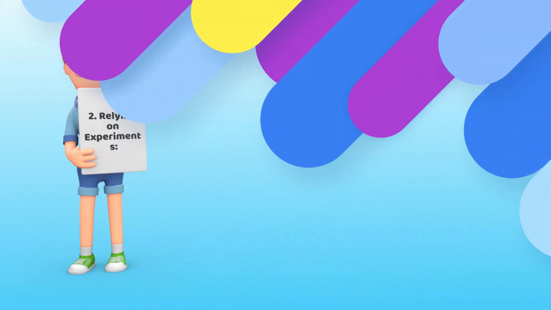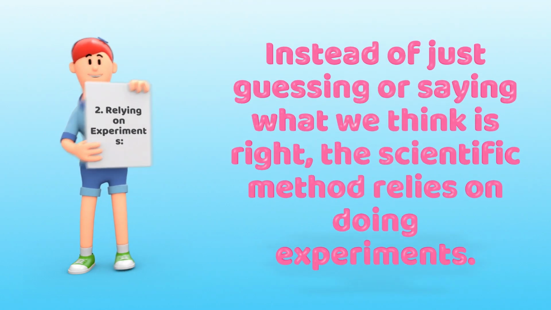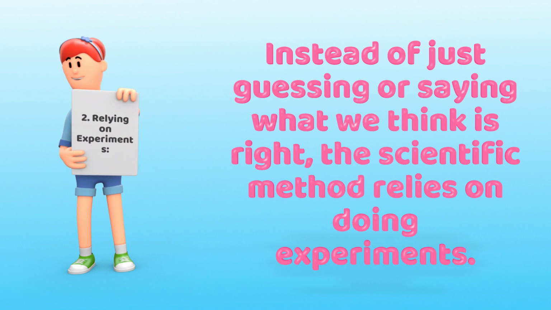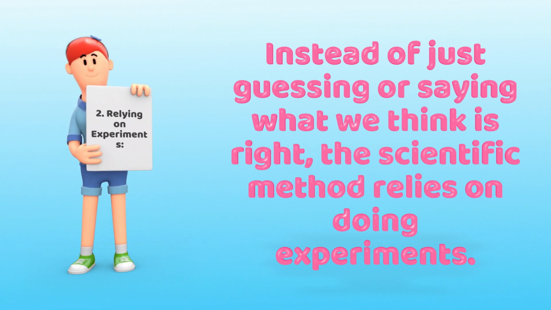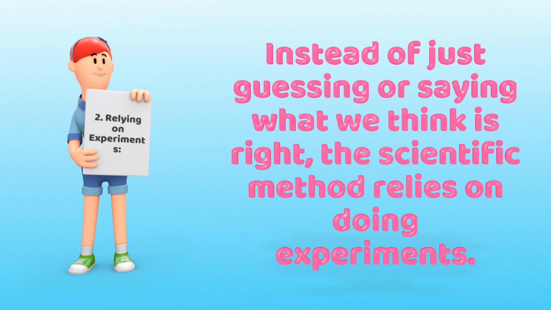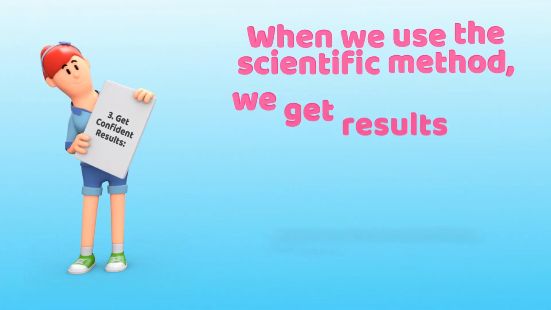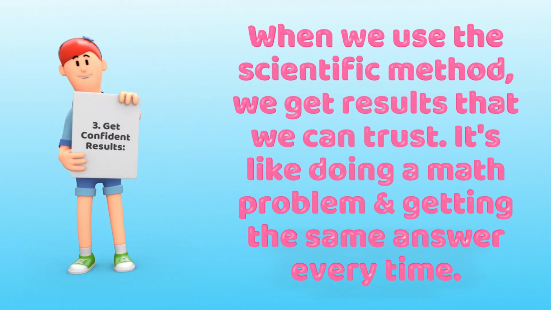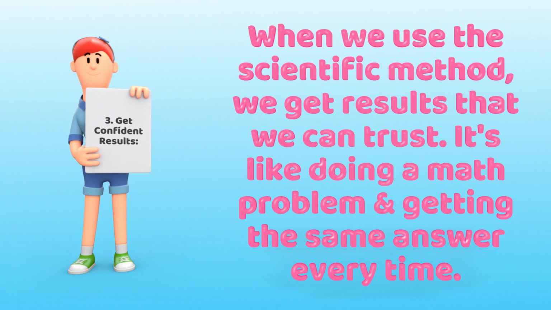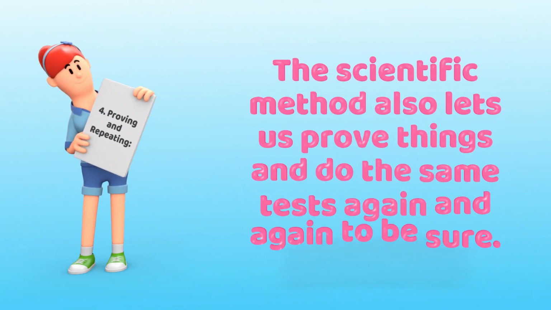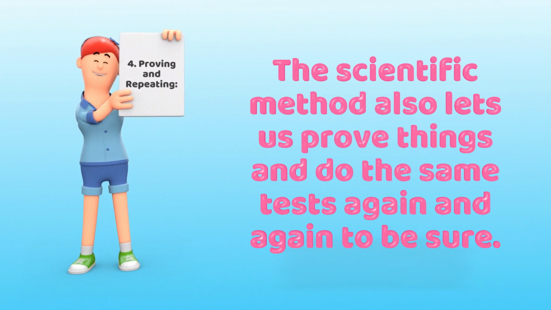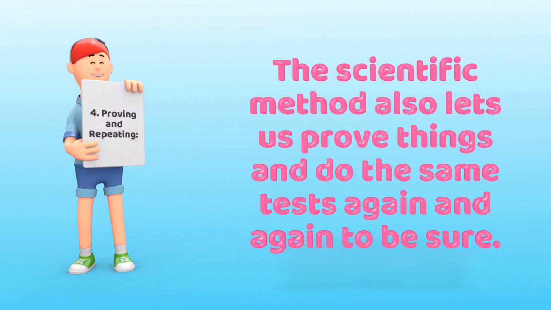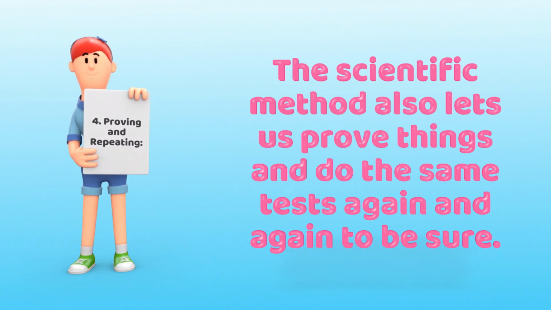Number 2, relying on experiments. Instead of just guessing or saying what we think is right, the scientific method relies on doing experiments. Number 3, getting confident results. When we use the scientific method, we get results that we can trust. It is like doing a mathematics problem and getting the same answer every time. Number 4, proving and repeating. The scientific method also lets us prove things and do the same test again and again to be sure.